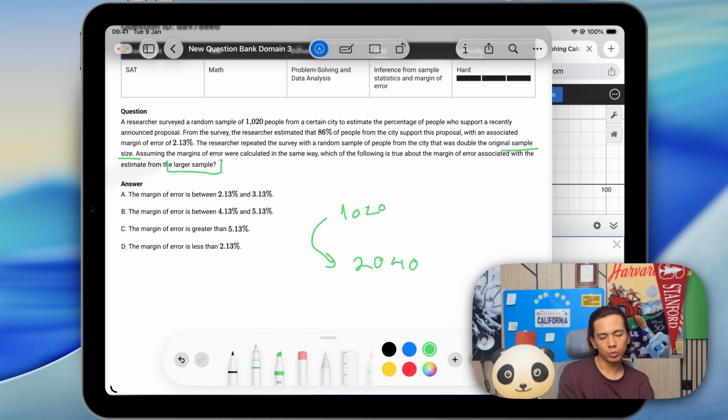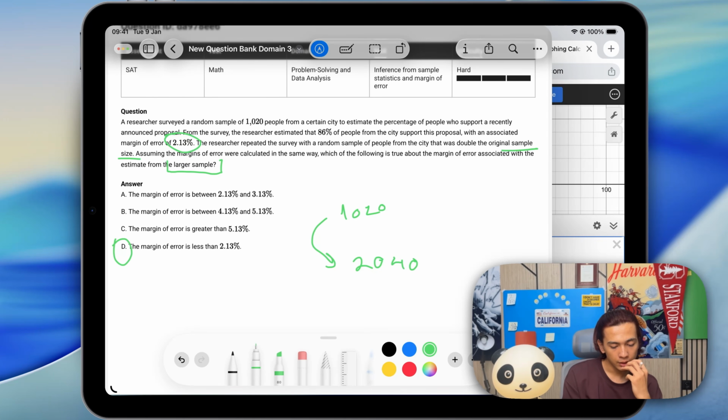So in the larger sample, your margin of error will be lower. It will be lower than 2.13, right? So it's going to be option D straight away. Because as I said, the more data you have, the less margin of error you have. Because margin of error is basically how much error you have, right? If you have less errors, that means you have less margin of error, right?